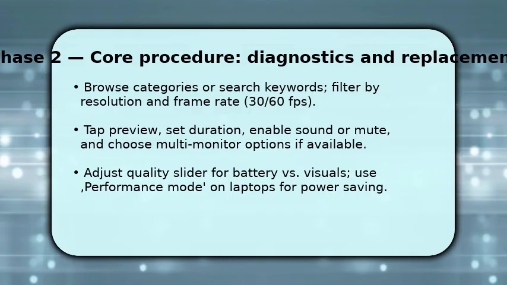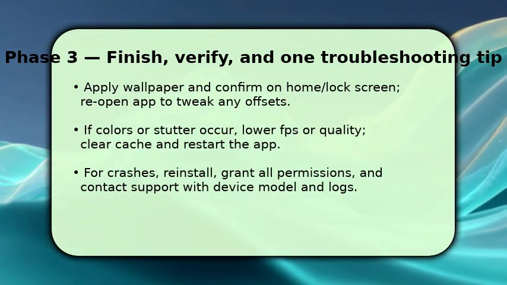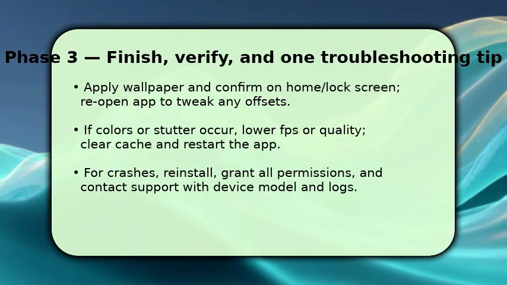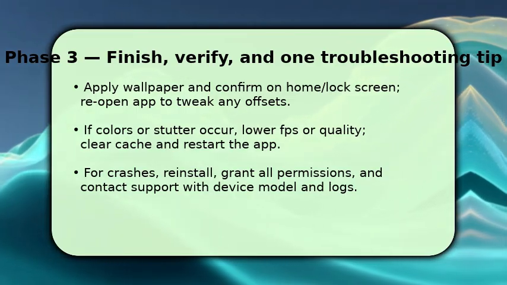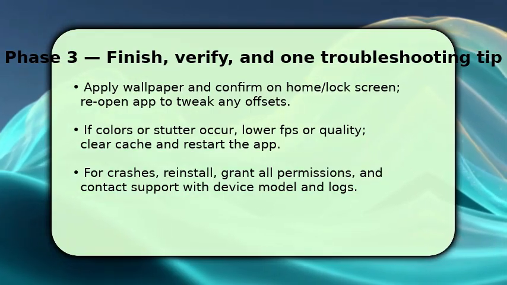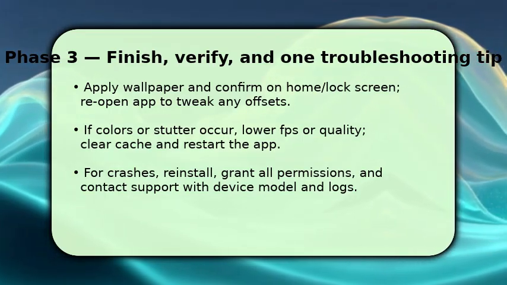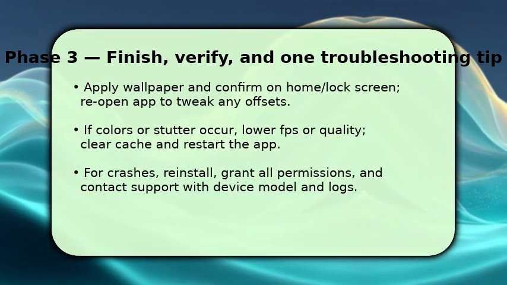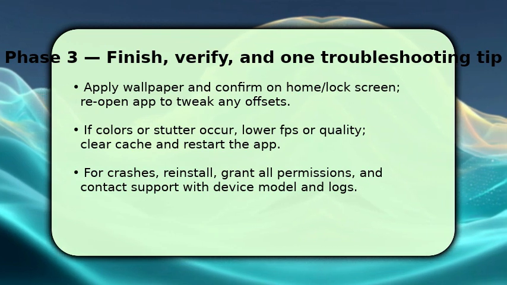You finish by applying the chosen profile and checking how it appears on both home and lock screens. If alignment is off, reopen Wallcraft and tweak offsets or scaling. If animation stutters or colors shift, lower FPS or quality, clear the app cache, and restart the app to refresh rendering. When the app crashes, reinstall after backing up profiles, regrant permissions, and then send device model plus logs to support so they can diagnose.